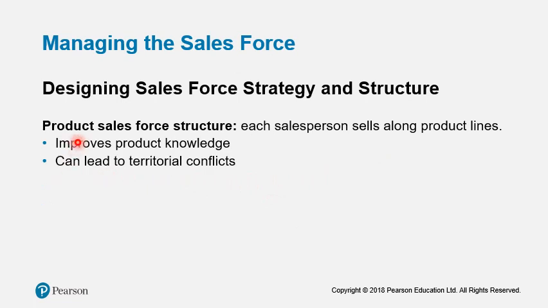Second is based on product, where each salesperson sells along product lines. That means different products will be handled by different salespeople for the customers. So it will improve product knowledge, because if you are only assigned to sell one particular product, for example, then you will have full and comprehensive knowledge about that product, and you'll be able to sell the product easily to the customer.